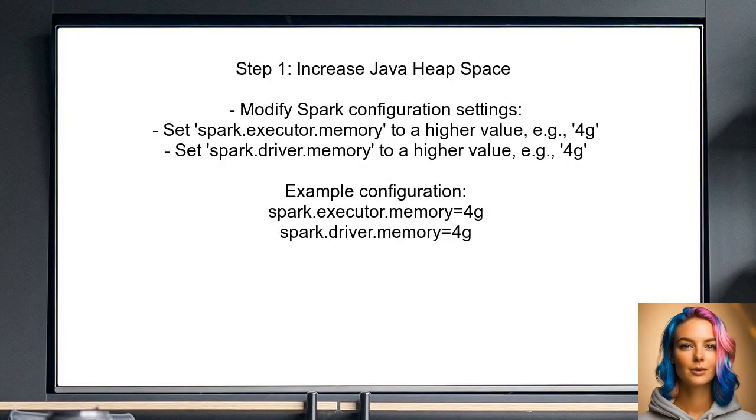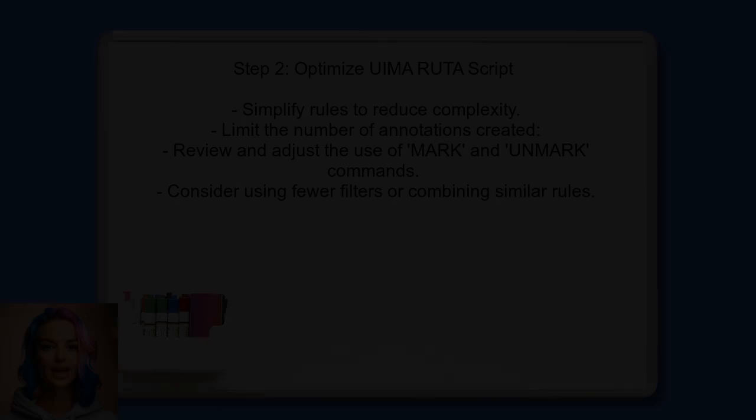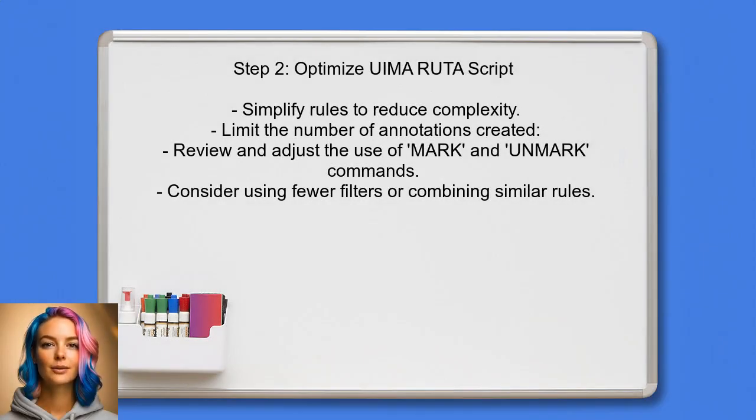To address the out-of-memory issue in the Uima Ruta application, the user should first consider increasing the Java heap space. This can be done by modifying the Spark configuration settings. Next, the user should optimize the Uima Ruta script to reduce memory consumption. This can involve simplifying the rules or reducing the number of annotations created during processing.